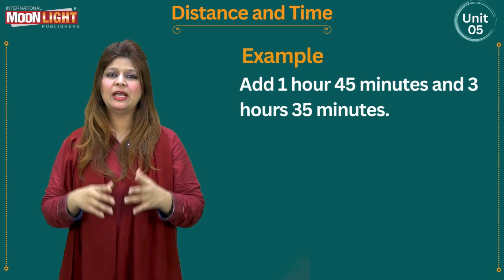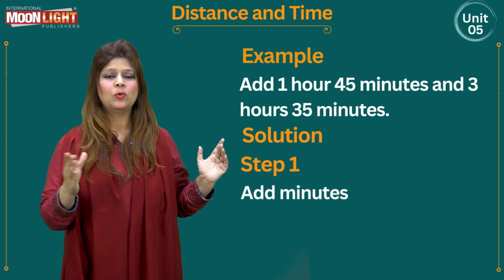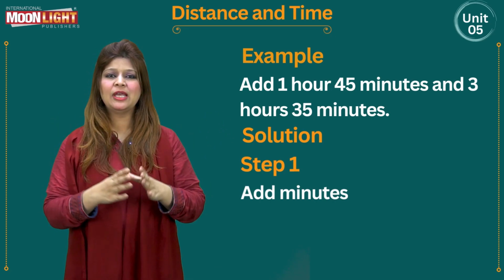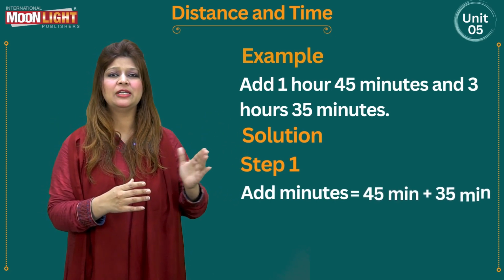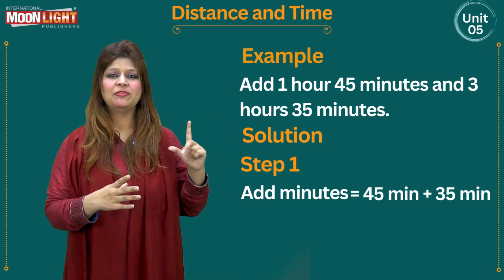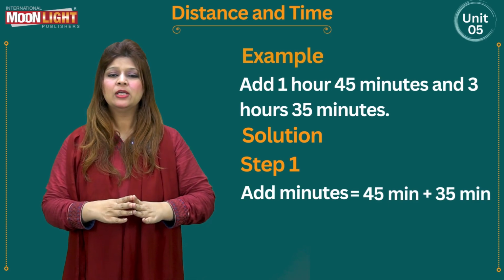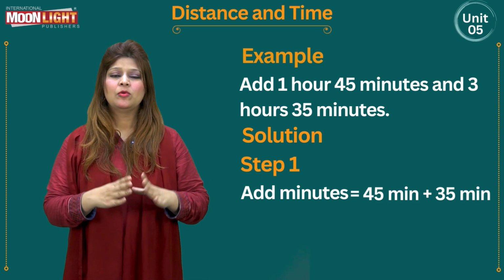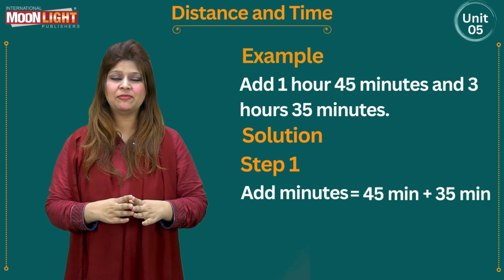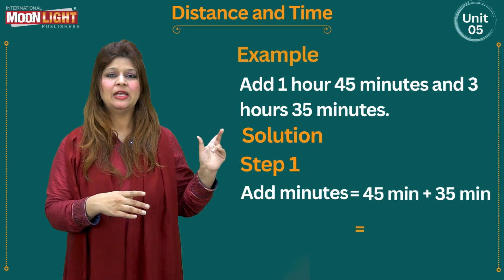This means the first step is that we are going to add minutes. Minutes to minutes means 45 minutes plus 35 minutes will give you what? 5 plus 5 is 10. One carry will go over there on number 4. So 3 plus 4 is 7, plus 1 is 8. So we have the answer 80 minutes.